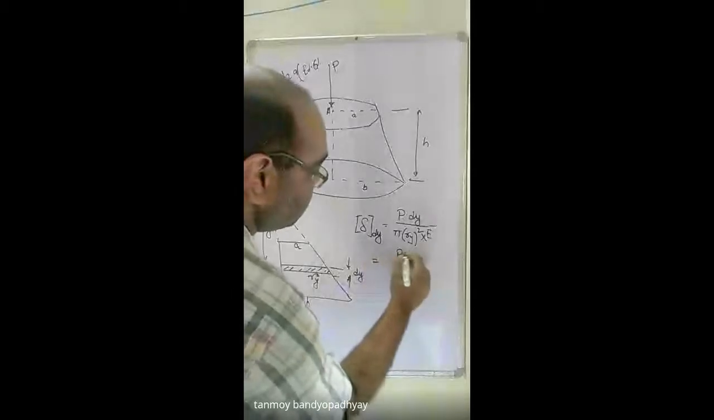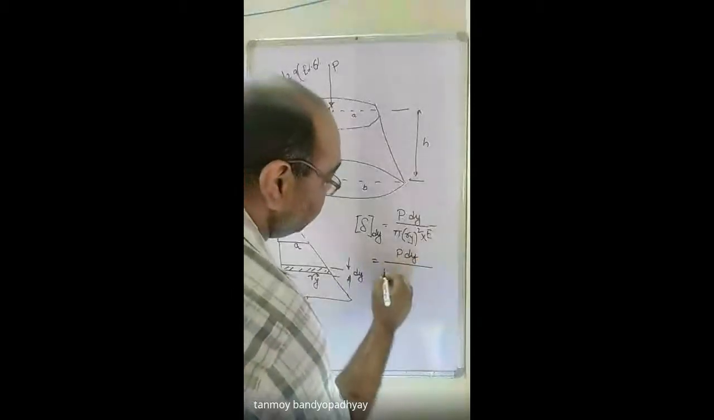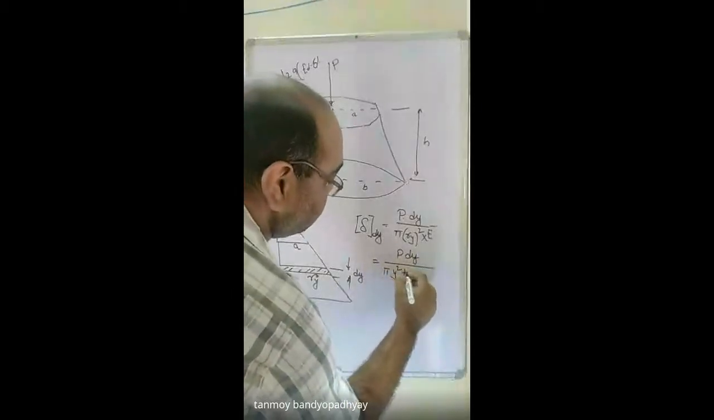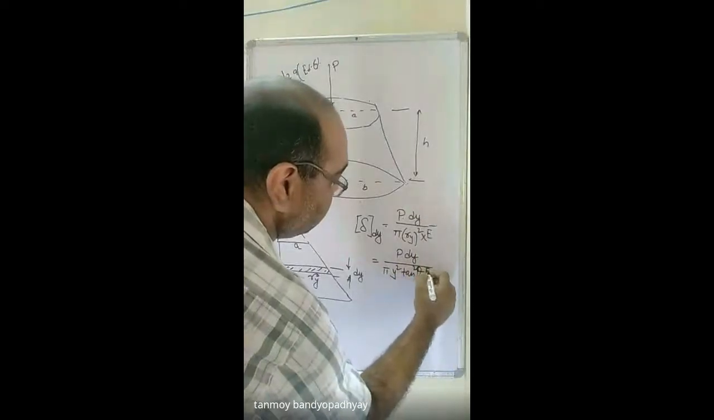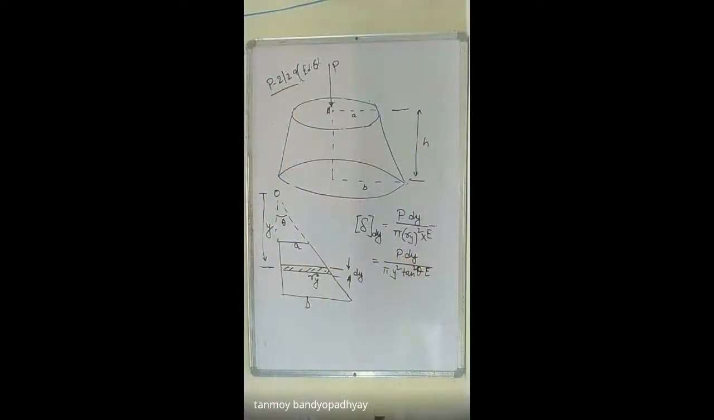So that is P into dy divided by pi into y square tan square theta into capital E. Now as you can see in the note, if you go back to the note, this theta value, tan alpha, tan theta, I have entirely calculated. So tan theta is constant and dependent on the values of A and B. The thing is given, so you can follow it from the note. And if you are having a problem, I will discuss.